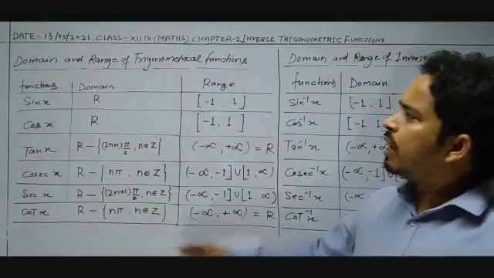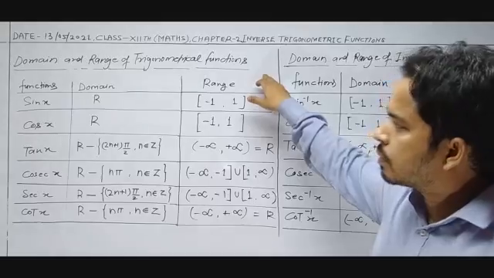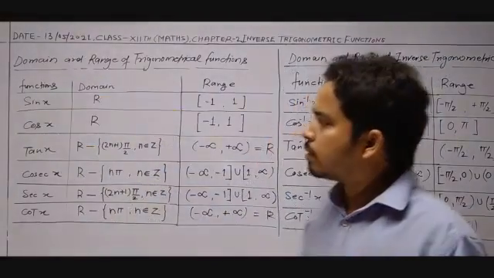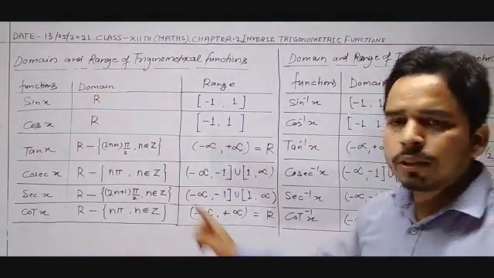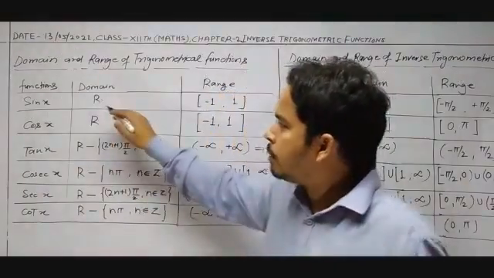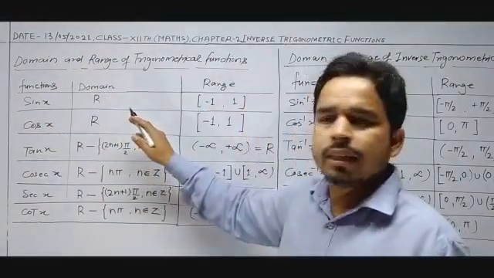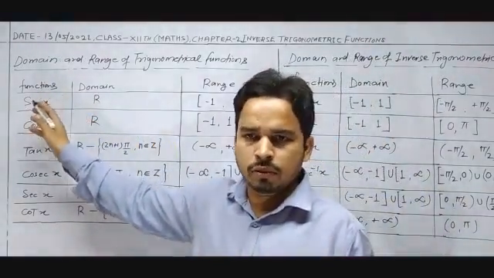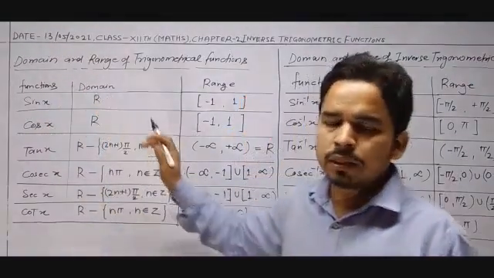Now students, we are going to start with the domain and range of trigonometrical functions. So see, domain of sin x, domain of cos x, domain of tan x. First of all, what is domain? The set of all possible values of x at which the function is defined is known as domain. In other words, we can say the set of all possible input values that we are putting in is known as the domain of a function.